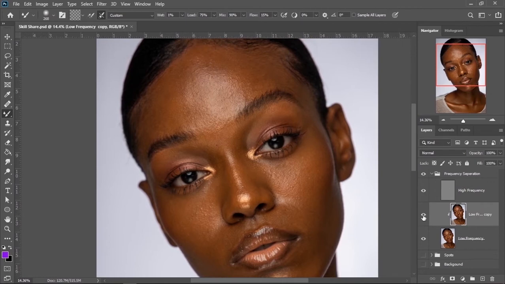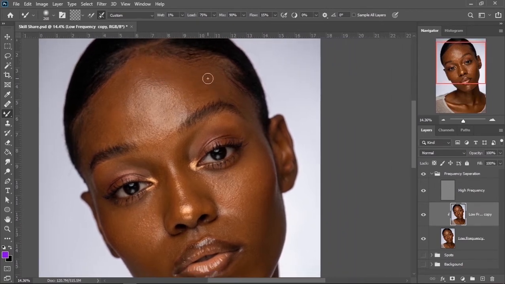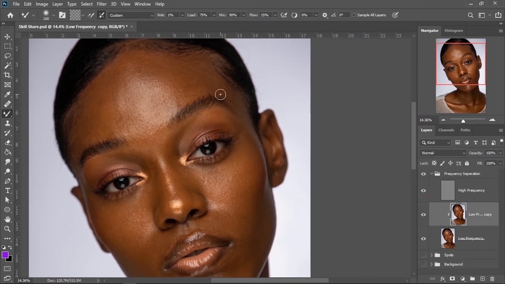But have you asked yourself this question? How can you make this photo look attractive to your viewers? The first thing that comes to your mind is by retouching the photo. And how can you do that? By making use of frequency separation. Now, the big question is, what if you don't know how to make use of frequency separation?